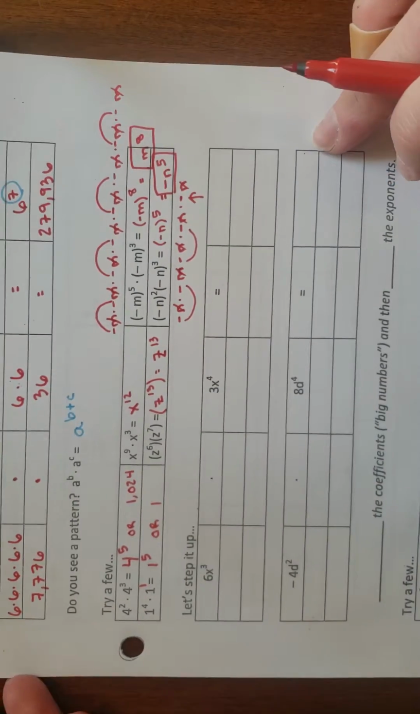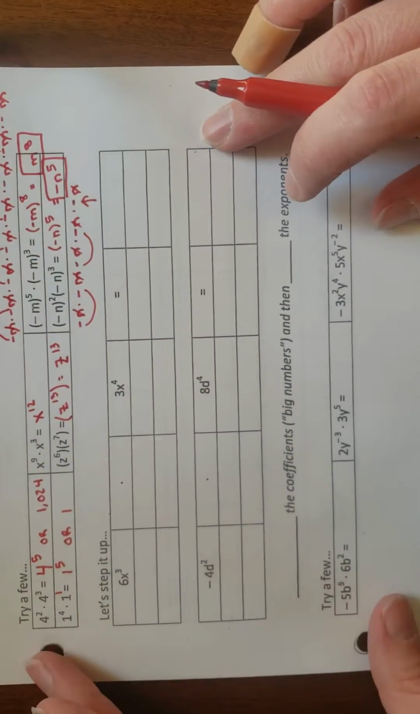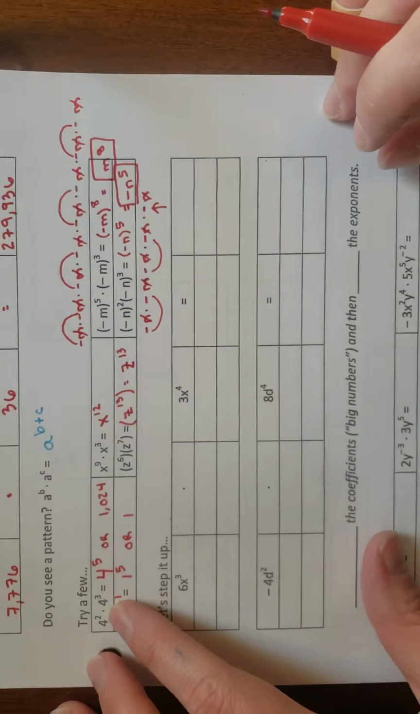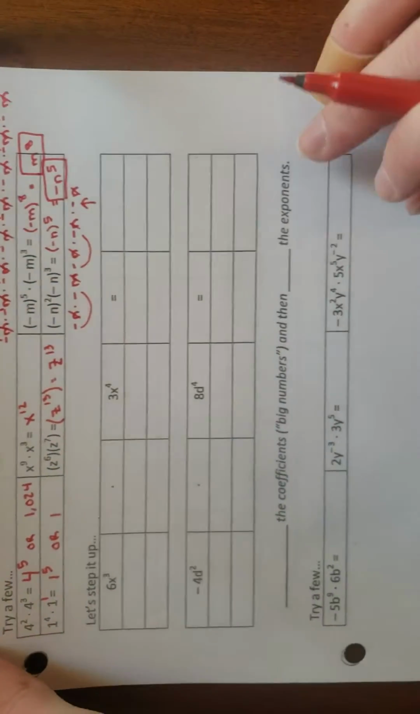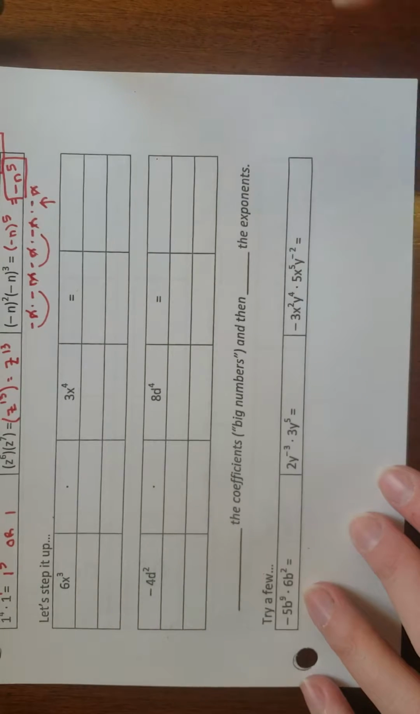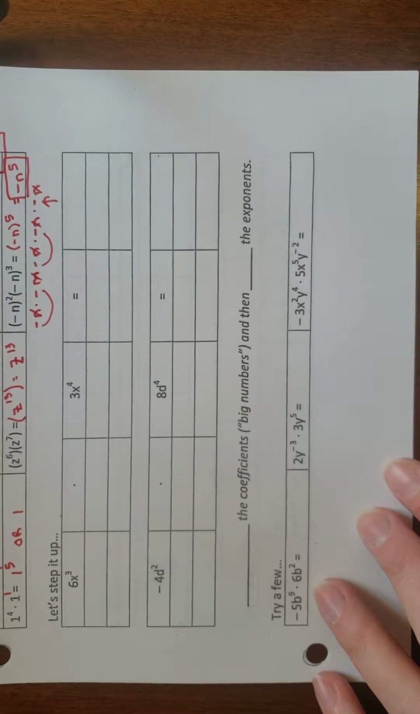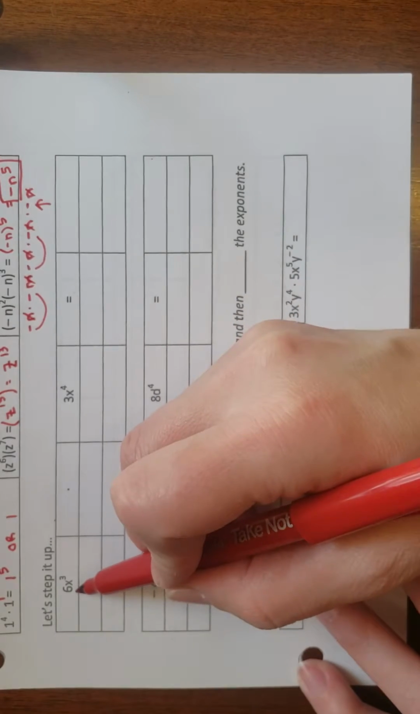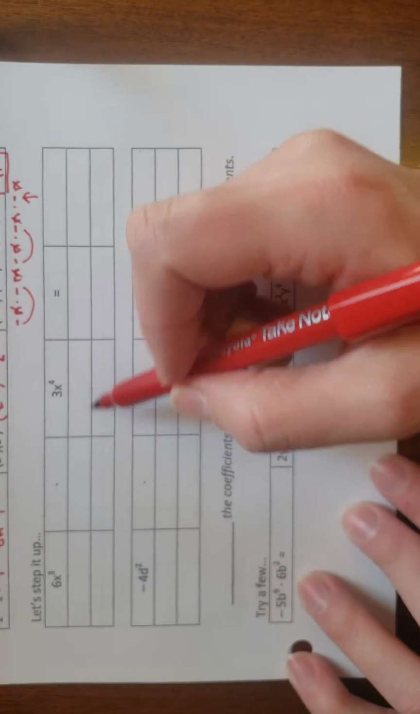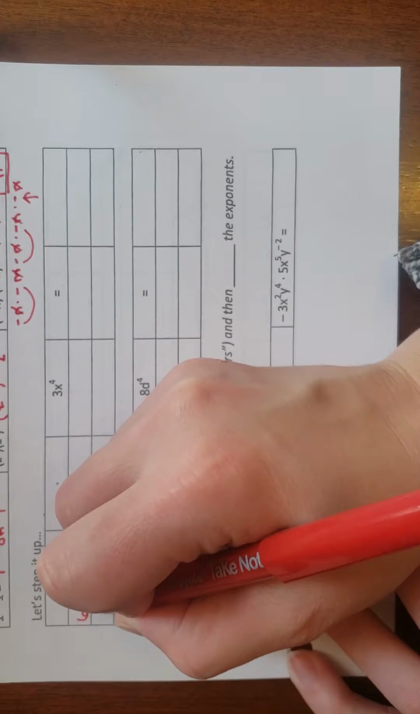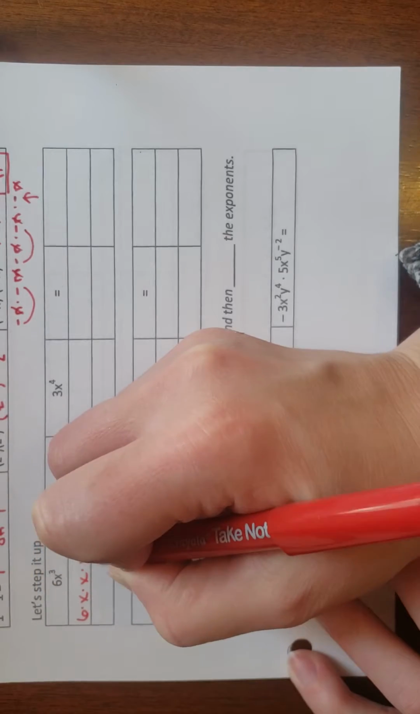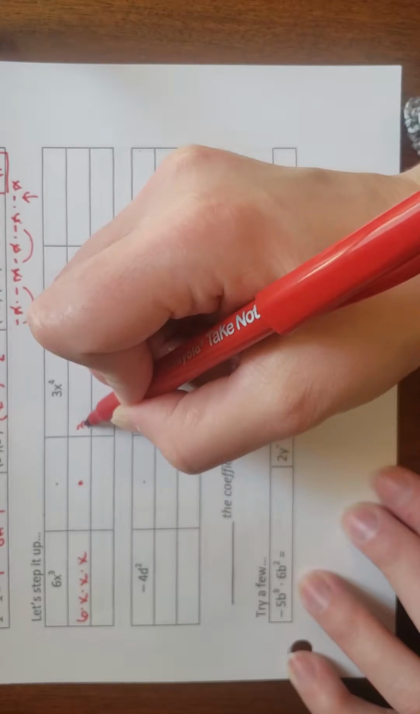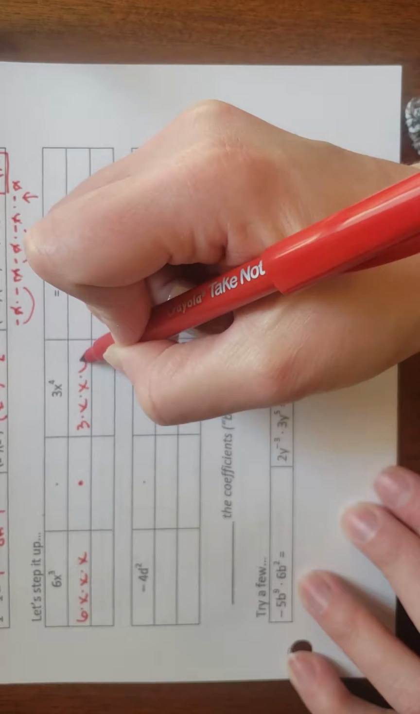Okay, so let's step this up, and now we have not just numbers with exponents, but we have monomials, a mix of coefficients and variables, and sometimes more than one variable. So this time we're going to multiply 6x cubed with 3x to the 4th power, or that means 6 times x 3 times, 3 times x 4 times.